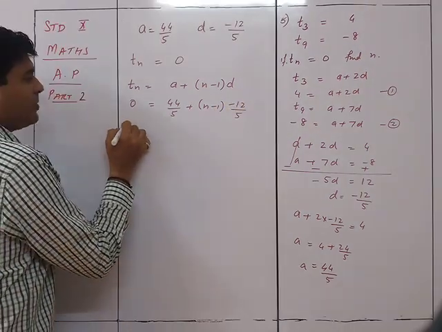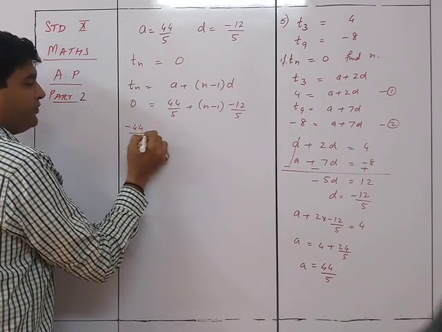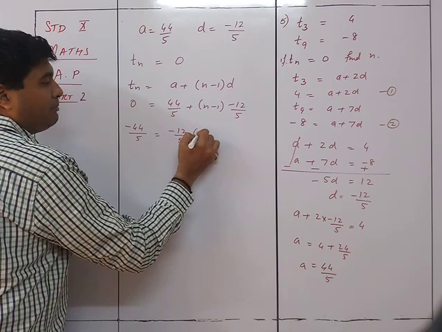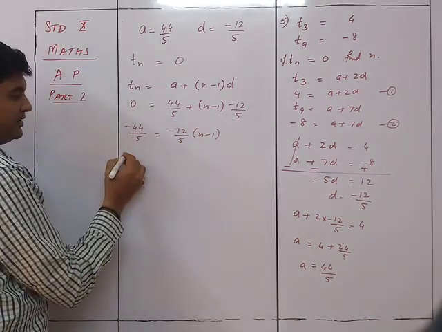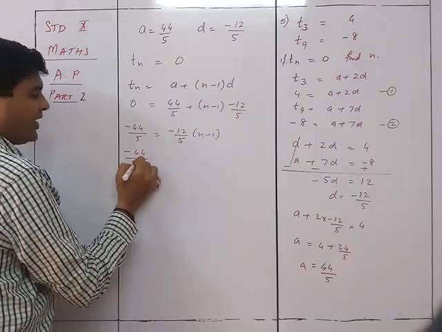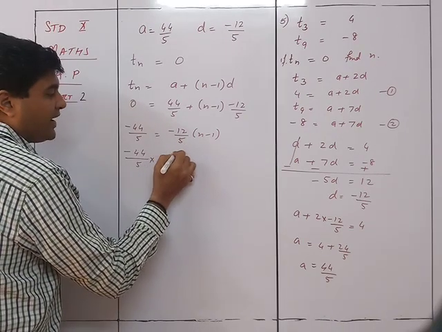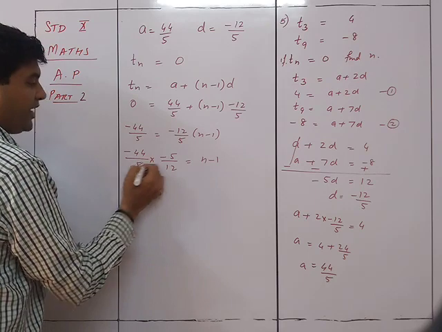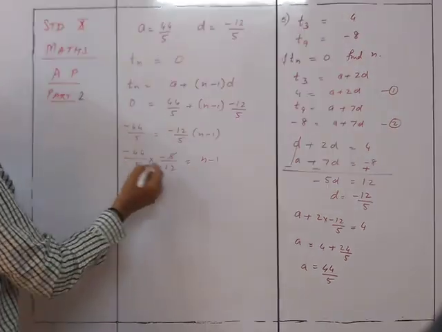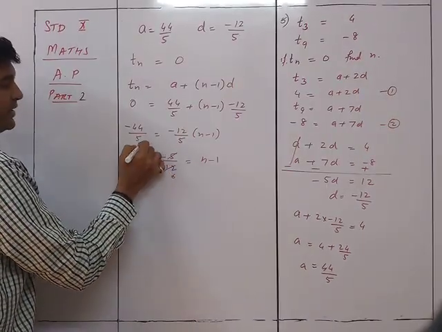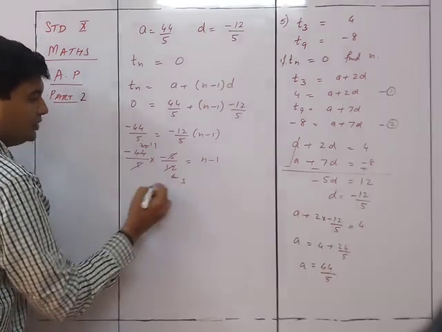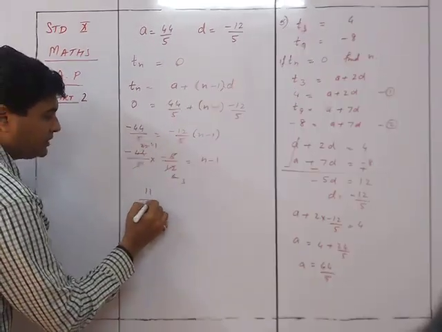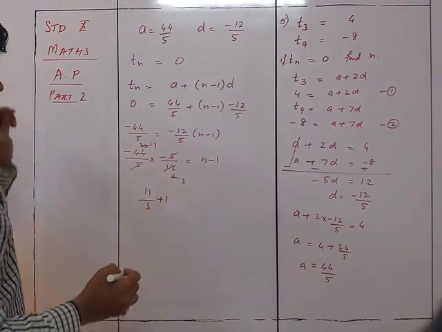Taking this to the other side, it will be minus 44 upon 5 equals minus 12 upon 5 into n minus 1. Taking this to the other side, it will be 44 upon 5 into minus 5 upon 12 equals n minus 1. 5 cancels. Minus minus is plus, this will be 6, and this 22, and this 11 and 3. So it is minus 11, minus minus cancel. So it is 11 upon 3 plus 1.